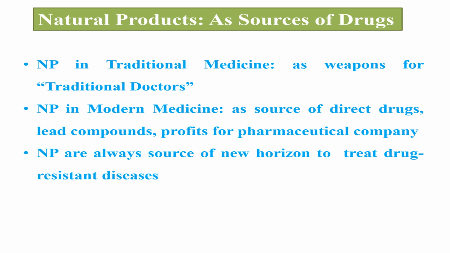So these natural products in traditional medicine act as a weapon for traditional doctors. You know that most traditional healers do not tell you whether a plant is used for medicine or not, because they use it as a weapon for their life; they get some income from that plant as well. So natural products in modern medicine are a source of direct drugs and lead compounds, a profit for pharmaceutical companies. So natural products are always a source of a new horizon to treat drug-resistant disease.